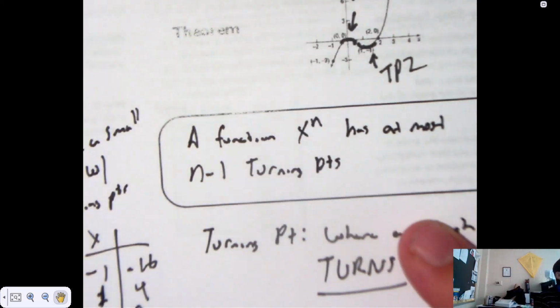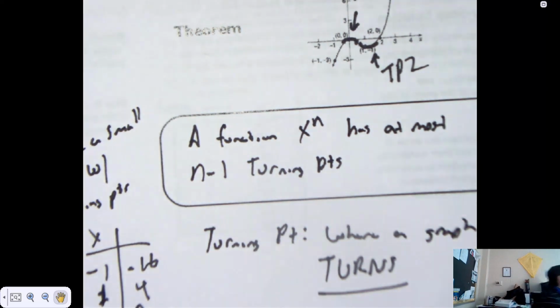Actually, I'll rewrite it a different way. I don't want to write it that way. A function, x to the n, has at most n minus 1 turning points. So our power function for that previous example that we graphed by hand was x cubed. It had at most 2 turning points. That's what it tended to have.